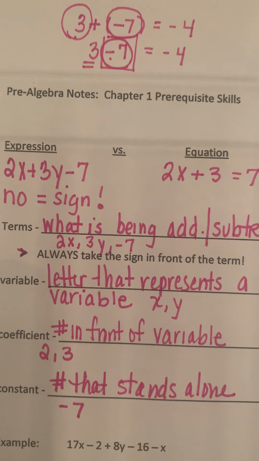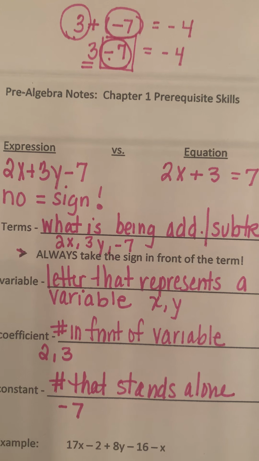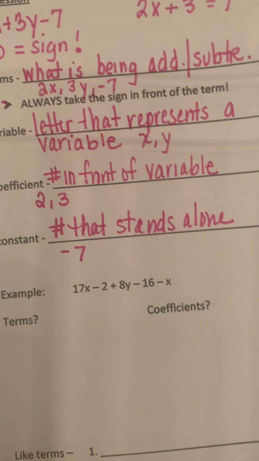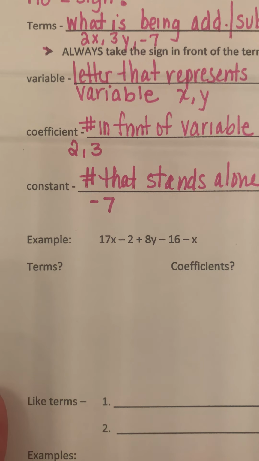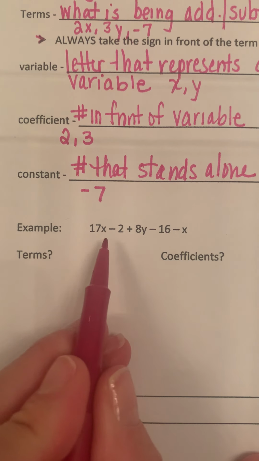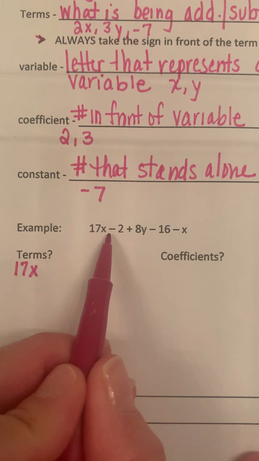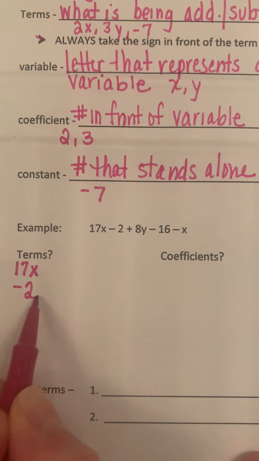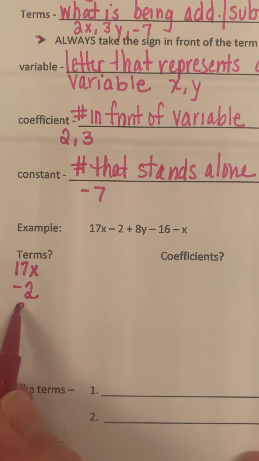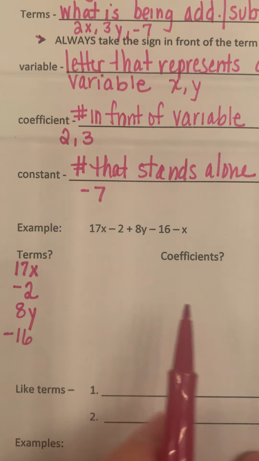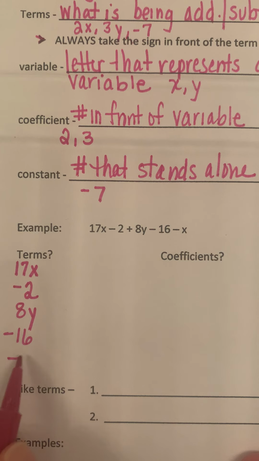What I would do now is pause this and try the first example and then play it and see how you did. I'm going to keep going. For this first one, it's asking what are our terms. If you look at the terms, we have 17x. We have this 2, but we have a minus sign in front. Remember, that's considered a -2. We have 8y. We have -16. And then we have -x, so always take that sign in front.